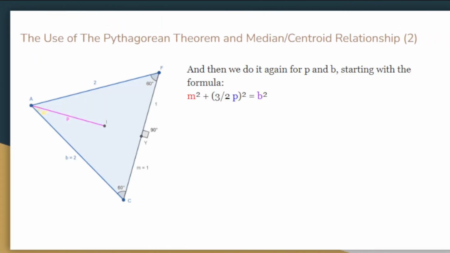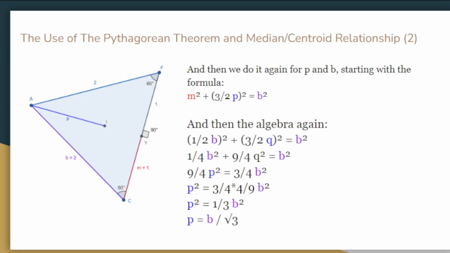And then we can do it again for P and B, starting with the formula M squared plus 3/2 times P squared equals B squared. And then we have the algebra again.